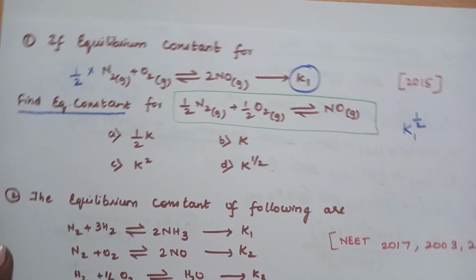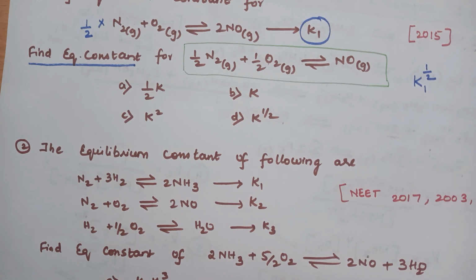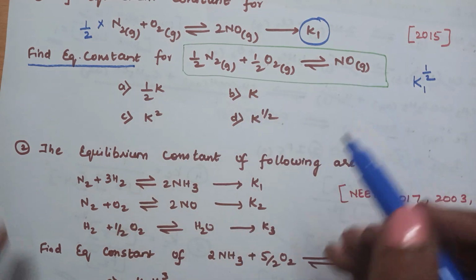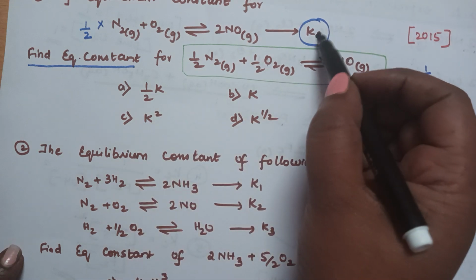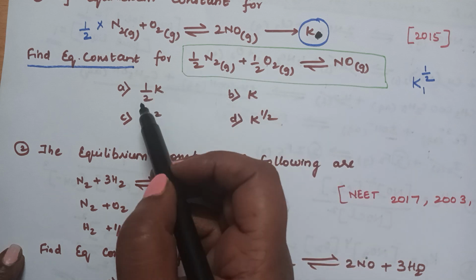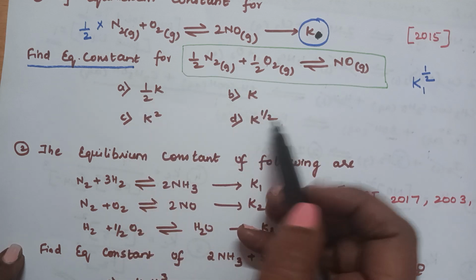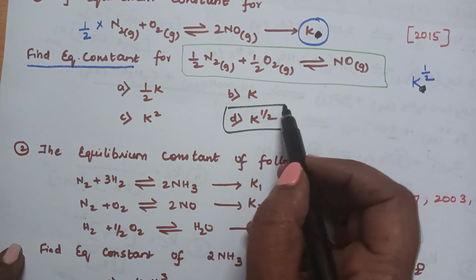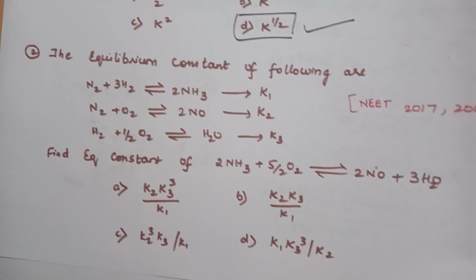So see in the question what is given. Here you can see, half K, K square and K to the power of 1 by 2. Take this as K because here it is given as K. So K to the power of 1 by 2. So this is the correct option, K to the power of 1 by 2. Second question.